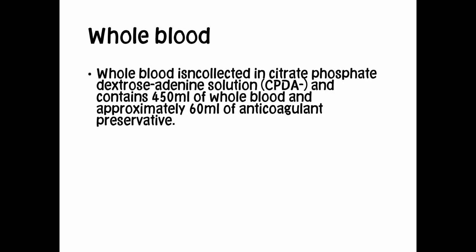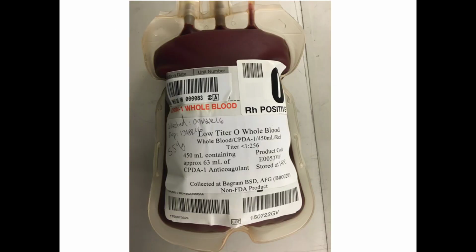Whole blood is collected in citrate phosphate dextrose adenine solution, CPDA, and it contains 450 ml of whole blood and approximately 63 ml of CPDA anticoagulant preservative. As you can see, whole blood has 450 ml of blood and approximately 63 ml of CPDA anticoagulant.